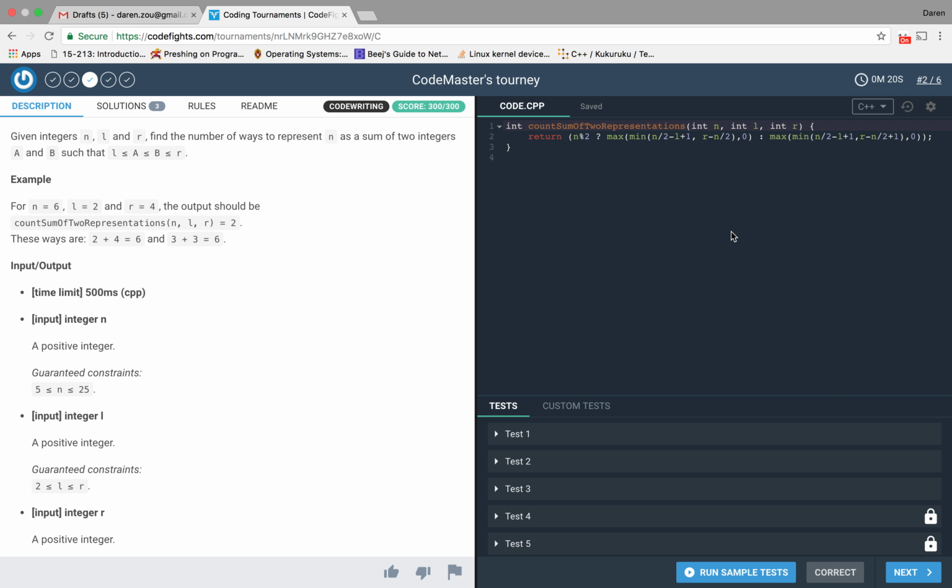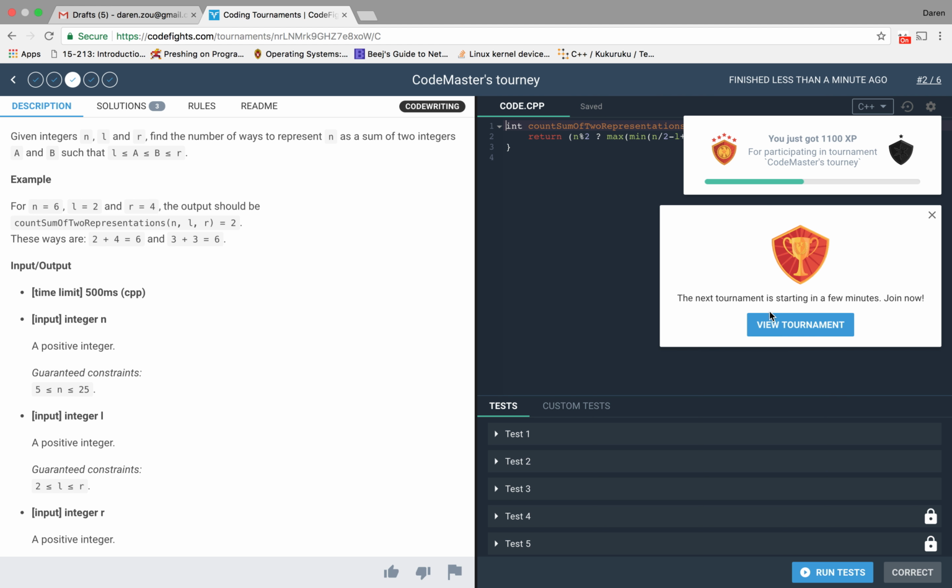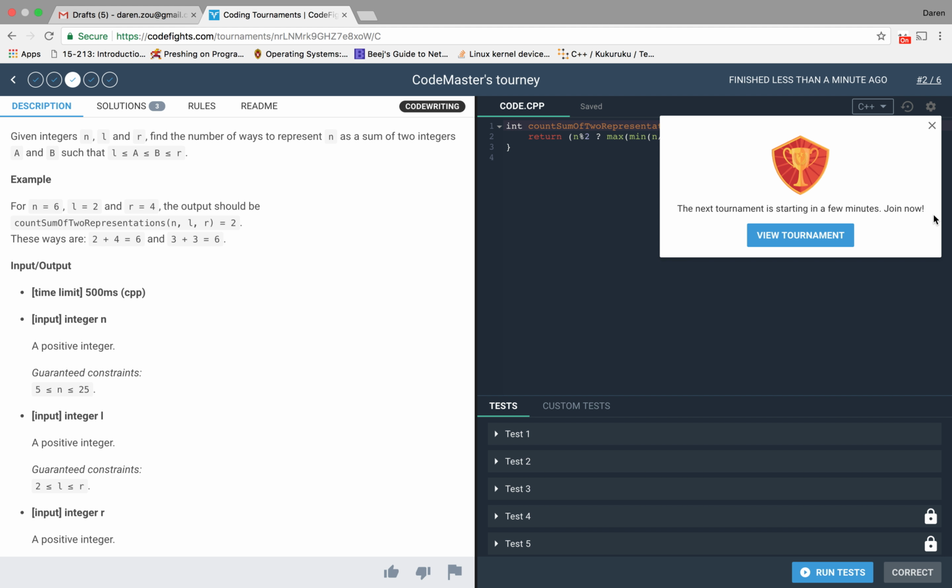So if n over 2 is between L and R, then you potentially have a non-zero answer. Otherwise, it's 0. So if n over 2 minus L plus 1 is positive, and R minus n over 2 is positive, then you actually have an answer. And the answer is just the smaller of the two quantities, n over 2 minus L and R minus n over 2.